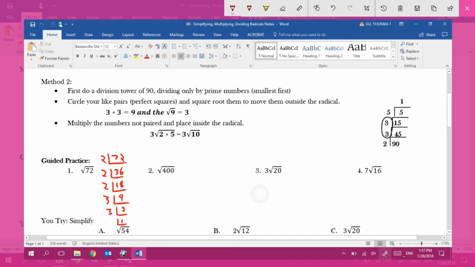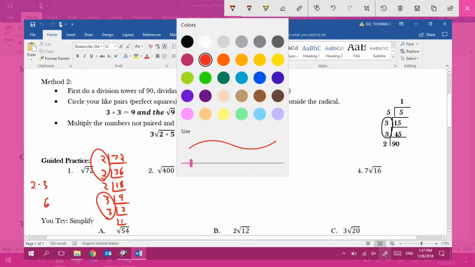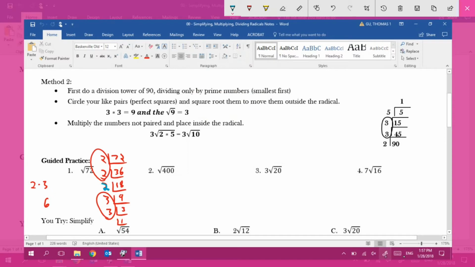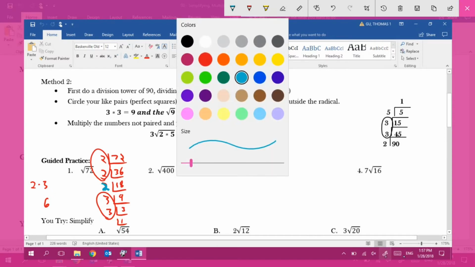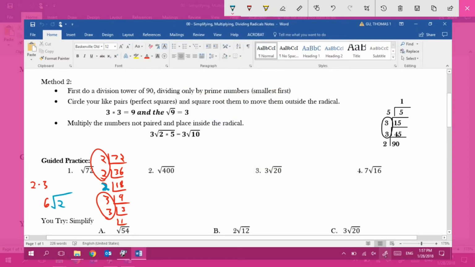So now I'm going to circle my pairs. That's the 2s. Okay, so we got 2 on the outside. And there's a pair of 3s. So that's 2 times 3. What's 2 times 3? That's 6. What's left over? I'm going to use the blue to indicate that. 2s are left over. So that's going to go on the inside. Square roots of 2. So my answer is 6 square roots of 2.